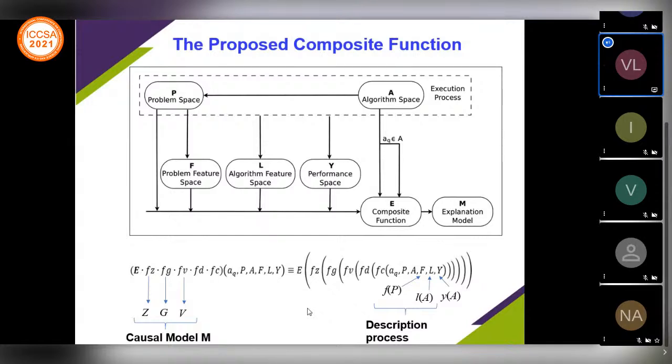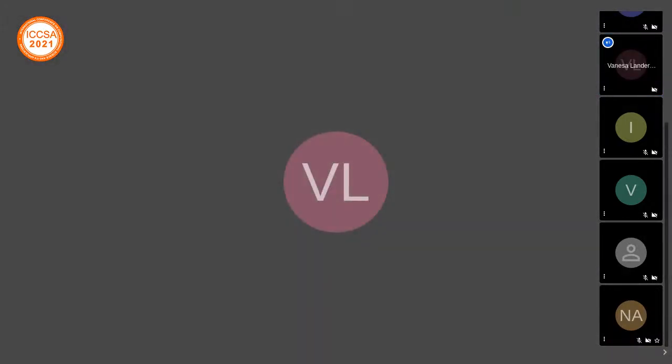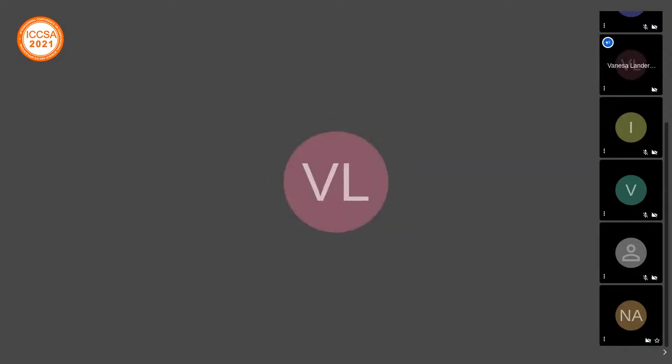The domain of proposed composite function E, wait a moment. Can you see it? Because I needed to move with my mouse. Okay, I don't know if you can see my presentation. Or no, actually, now the slides disappeared. Okay, sorry. Okay, yes. We are here.